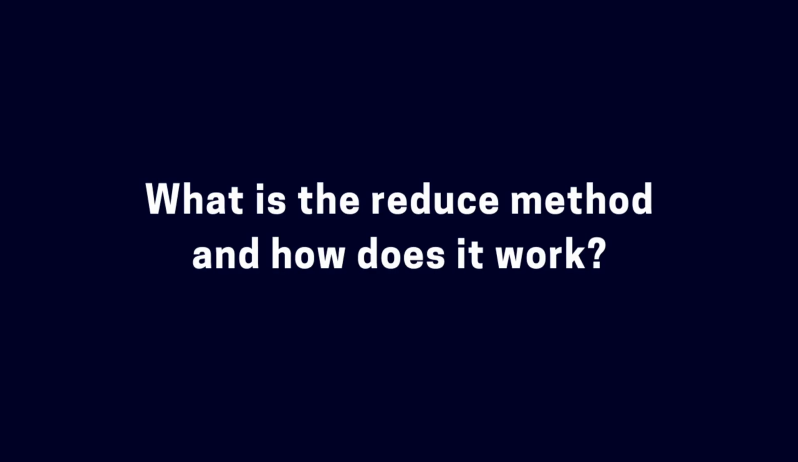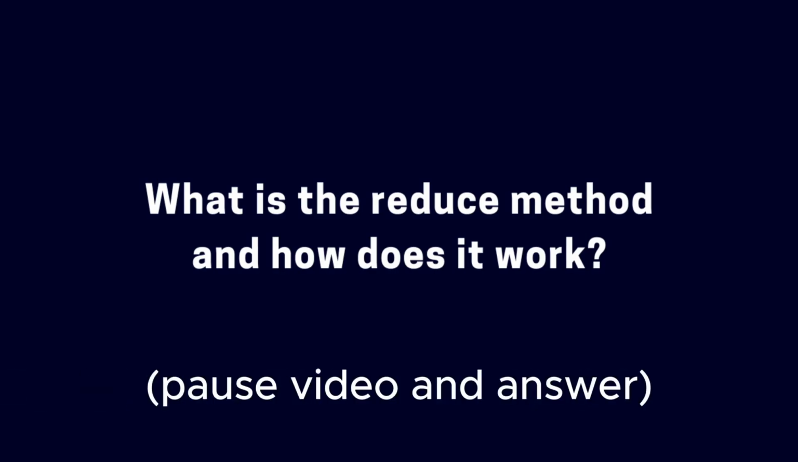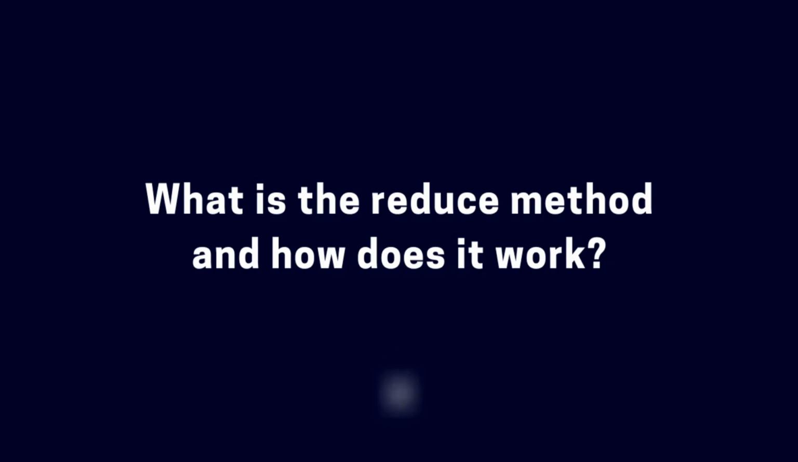What is the reduce method and how does it work? The reduce method is a built-in method for the array data structure that reduces all the elements of an array into a single value. This value could be a number, a string, an object, or another array. It accepts two possible parameters. For the first parameter, you would specify a callback function. This callback function will accept two parameters, the accumulator and the current value. Now reduce also accepts an optional second parameter. You can supply the initial starting value for the accumulator.